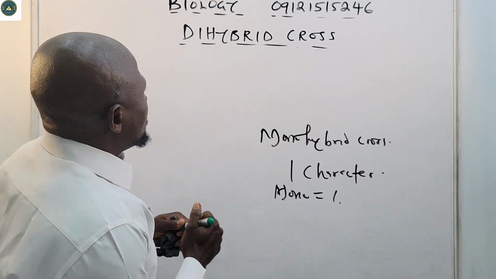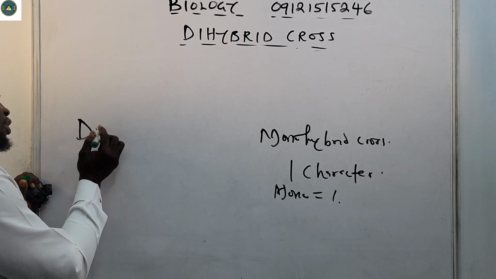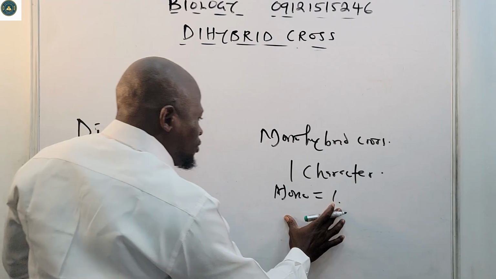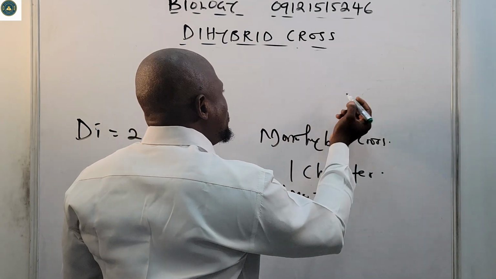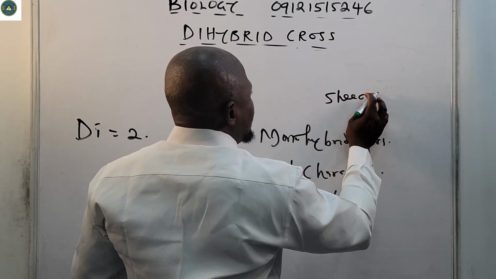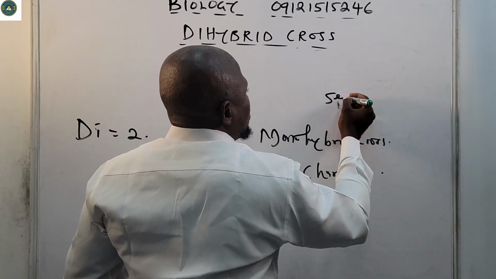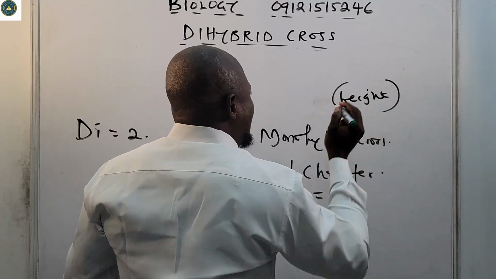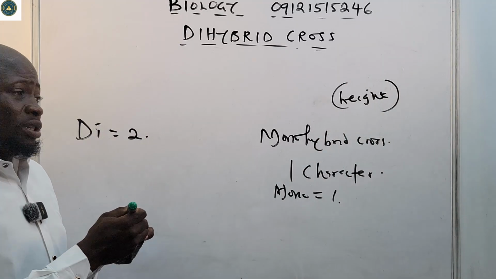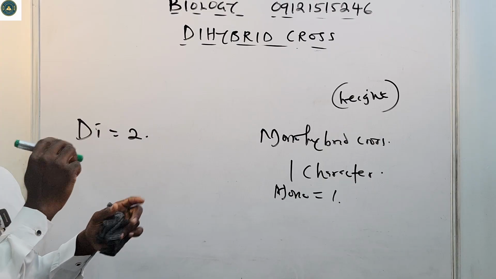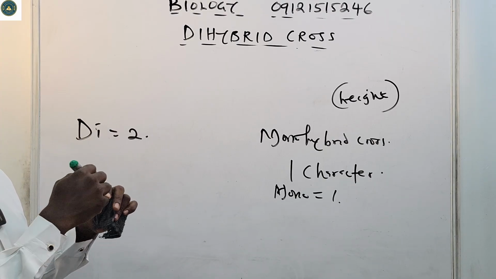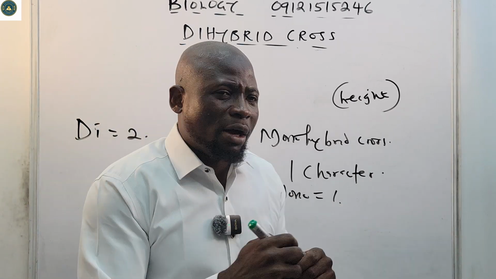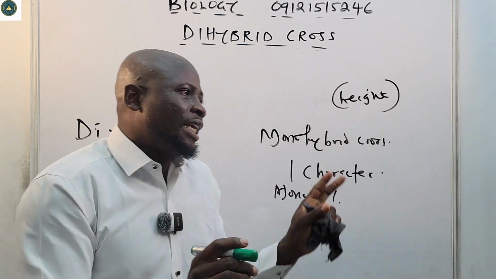Now for dihybrid cross, di means two. In monohybrid cross, which meant one, we considered one character. We considered the height as a character. But since it was the pea plant that Mendel used, there were so many contrasting characters: seed shape, pod color, even flower position and the likes. Among all of those contrasting characters, we considered just one character in monohybrid cross.